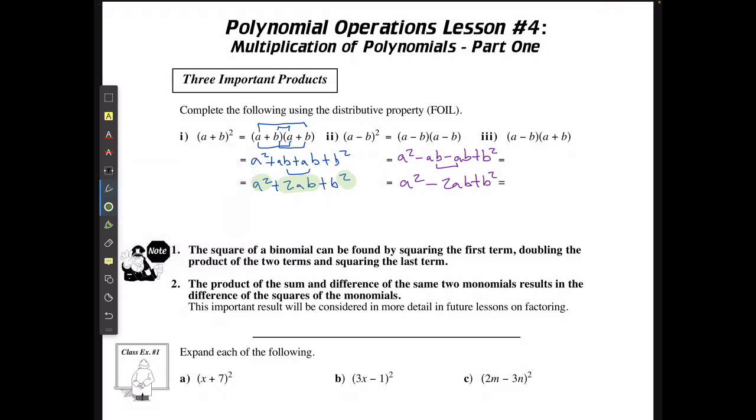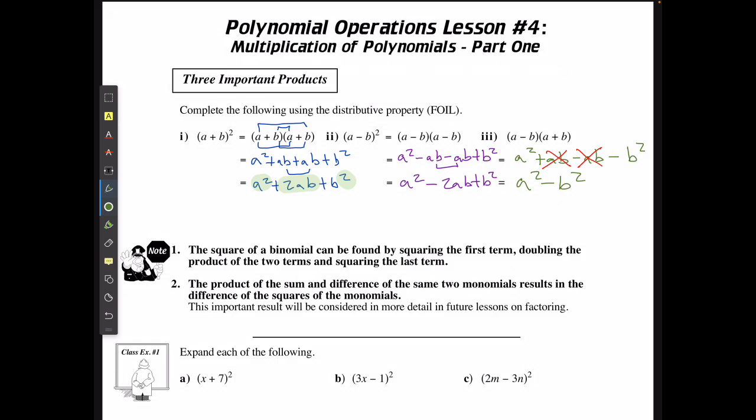Here, if I multiply the first terms, I get a squared. Well, it looks the same to start. A times b is going to give me positive ab. Negative b times a gives me negative ab. And negative b and positive b gives me negative b squared. And here I see that I have a positive ab and a negative ab that cancel each other out. When I combine like terms, this gives me a squared minus b squared.